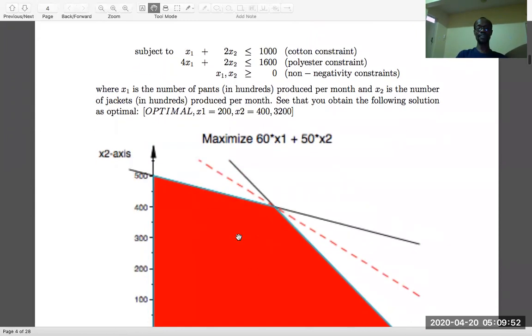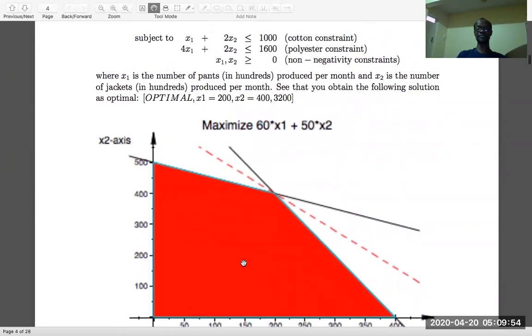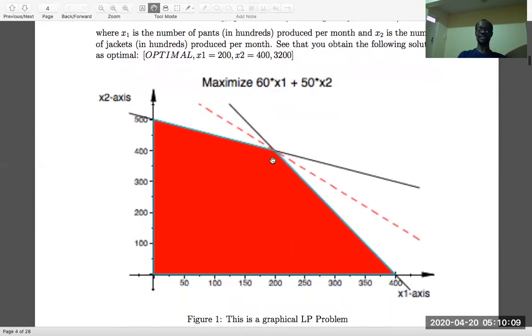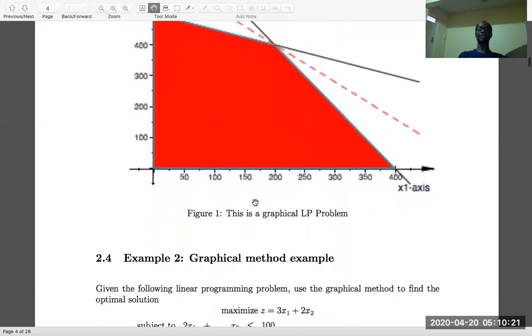If you plot it, you should see that your feasible region looks like this, and you should make sure that you get x1 to be 200. At this point, x1 is 200 and x2 is 400, and you get that z is 32,000. So this is the point at which you maximize your objective function and it satisfies your constraints. These are both your constraints, this is one of them, and this is the other one. So make sure that you can plot it.